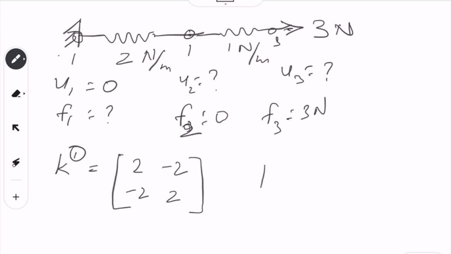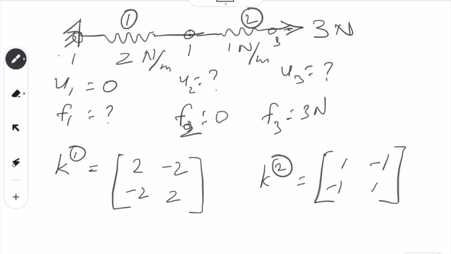Okay. And k2 means the stiffness matrix for element number 2. The stiffness matrix of the second element will be 1, minus 1, minus 1, 1, like this. Now we have to assemble. And how do we assemble? We have to see the local and global numbering. So how do you do that?